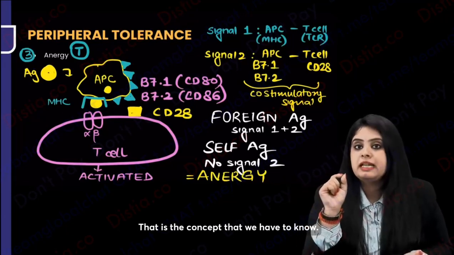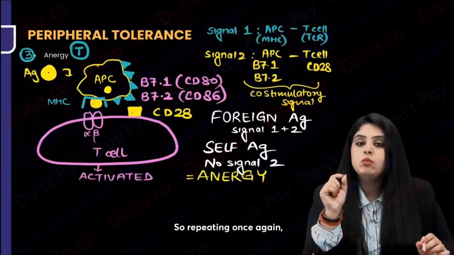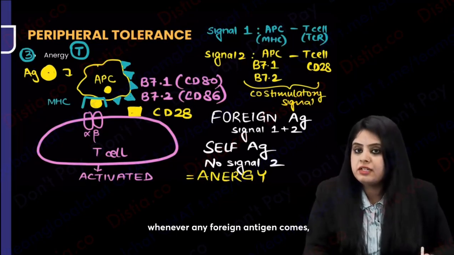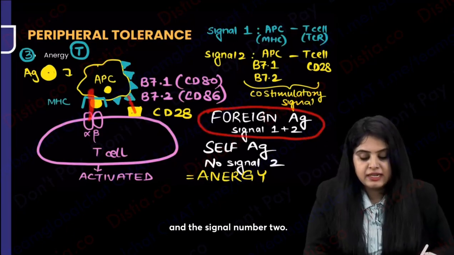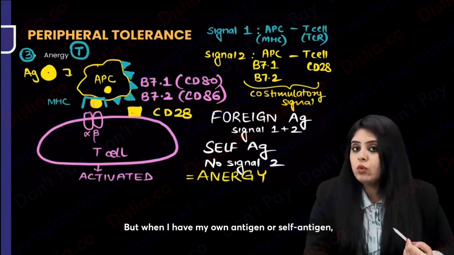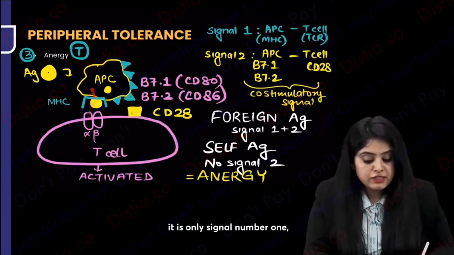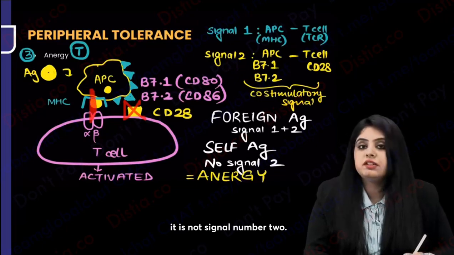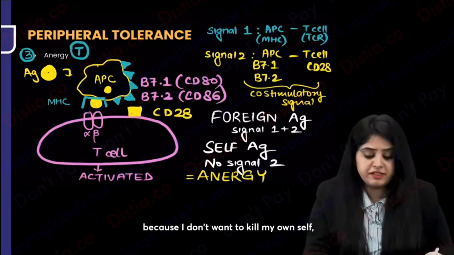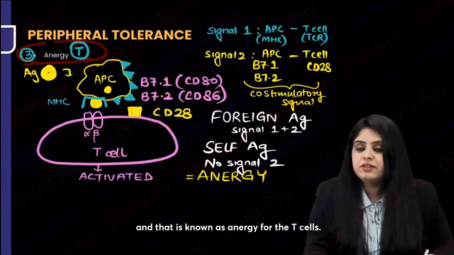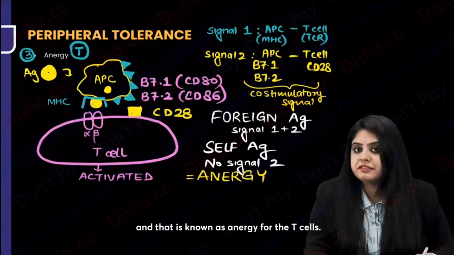That is the concept that we have to know. So repeating once again, whenever any foreign antigen comes, I have to have both signals, signal number 1 and signal number 2. But when I have my own antigen or self antigen, it is only signal number 1, not signal number 2, and that's a kind of protection that I made because I don't want to kill my own self, and that is known as anergy for the T cells.